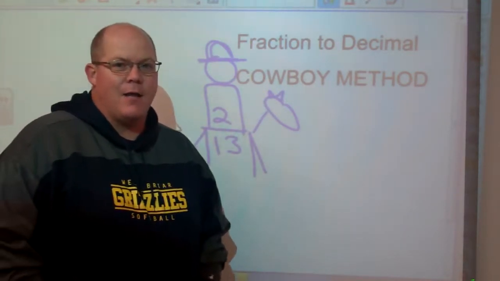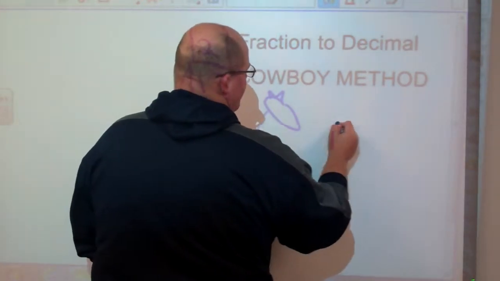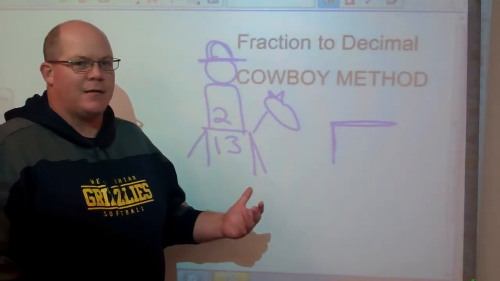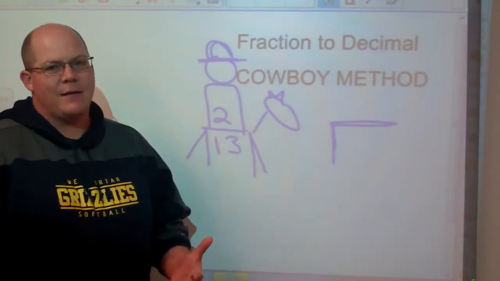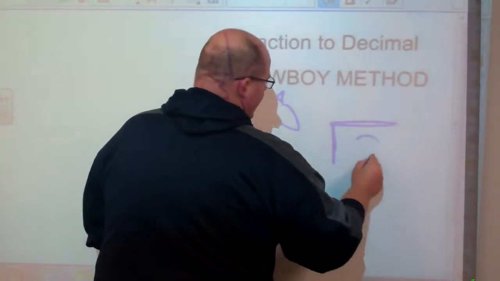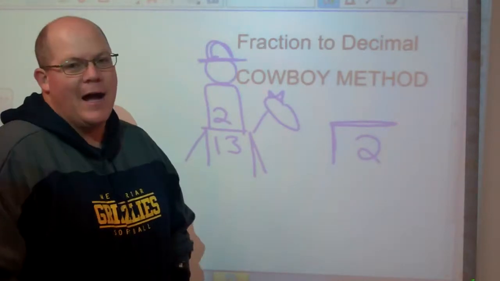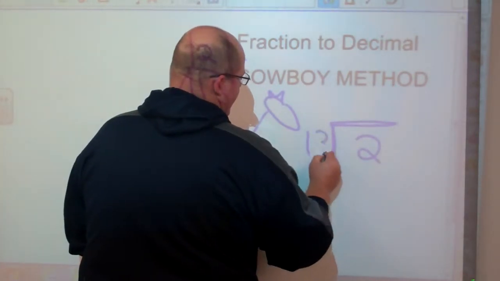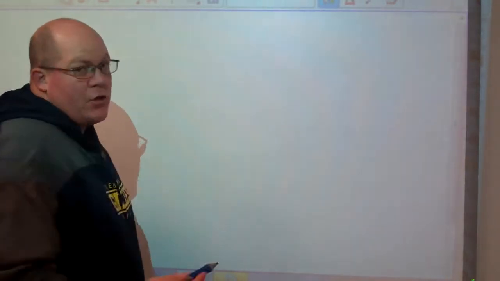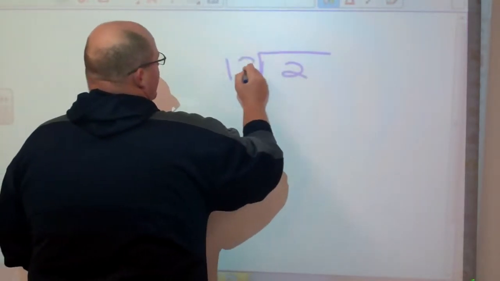Now at nighttime, the cowboy has to go to bed. Well, he goes to his house. Which one of these two would sleep inside the house? The cowboy or the horse? Exactly. The cowboy sleeps inside. So we put the top number that represents the cowboy, the 2, inside the division problem, and we put the horse outside. So we would have 13 over 2. Real quick, let's solve that problem.